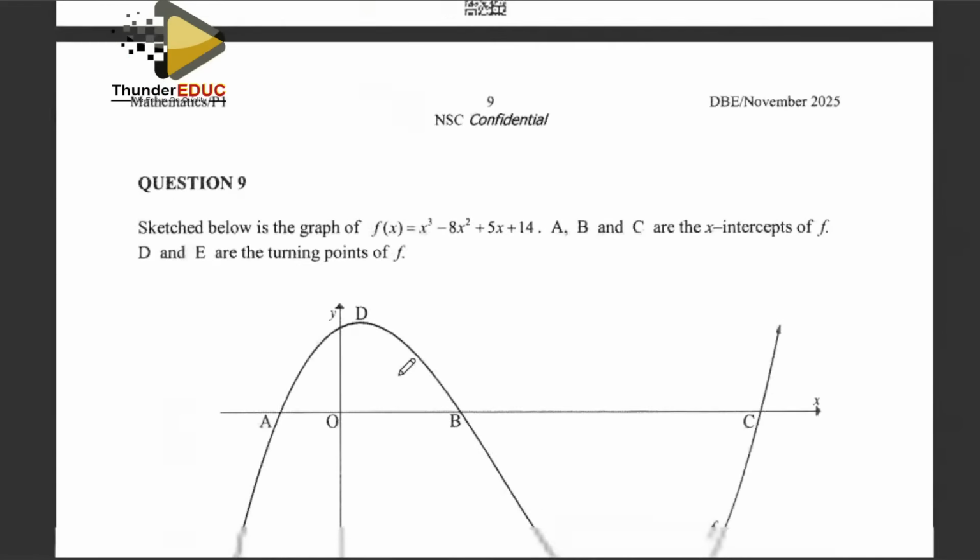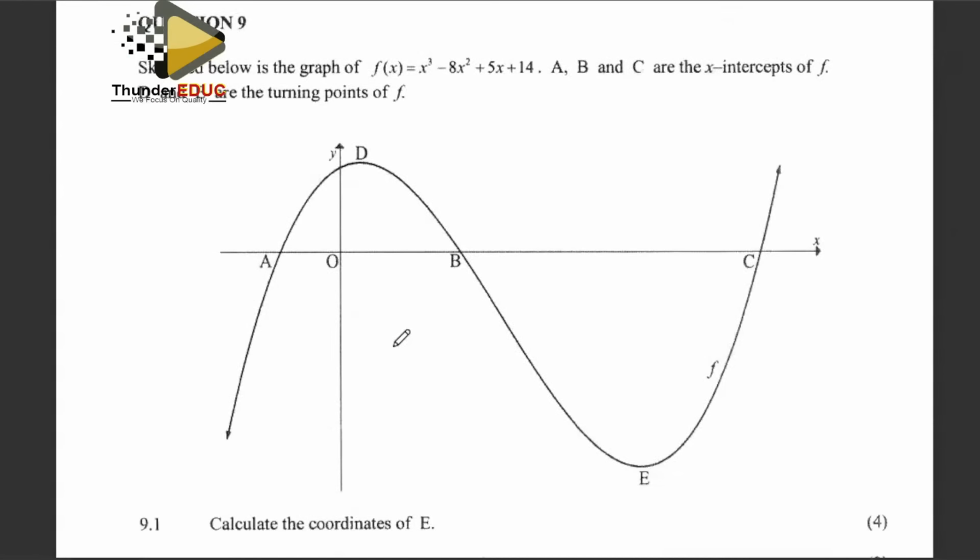Move on to question 9. Sketched below is the graph of f of x. They gave us the equation. A, B, C are intercepts to the graph. And then from that, they are telling us that D and E will be the turning points of this graph.